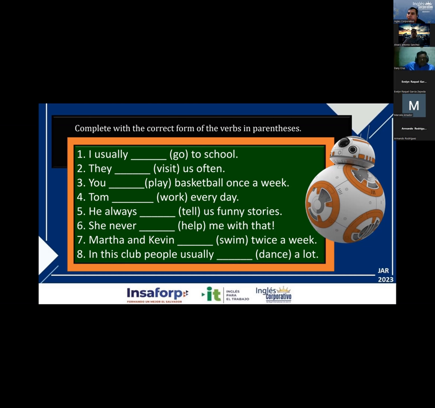Tom works every day. Entonces, es como en la 6, como el sujeto de una tercera persona. She never helps me with that. You finish this one. Ya completaron esto. No, todavía no. Teníamos esa duda, nada más. Bueno, entonces debe ser así. I usually go to school, porque ahí no habría cambio.